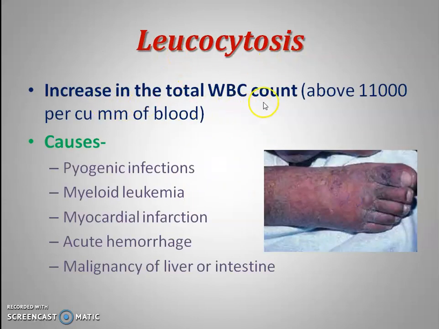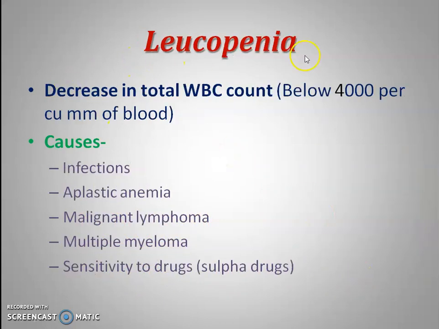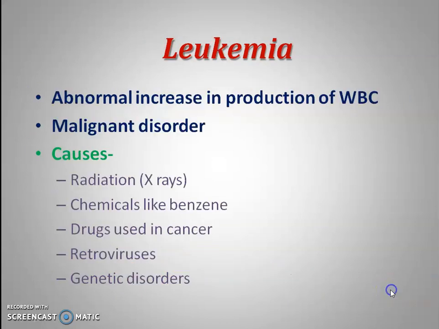Leukocytosis: increase in the total WBC count above 11,000 per cubic mm of blood. Causes are pyogenic infections, myeloid leukemia, myocardial infarction, acute hemorrhage, malignancy of liver or intestine. Leukopenia: decrease in total WBC count below 4,000 per cubic mm of blood. Causes are infection, aplastic anemia, malignant lymphoma, multiple myeloma, sensitivity to drugs, for example sulfa drugs.